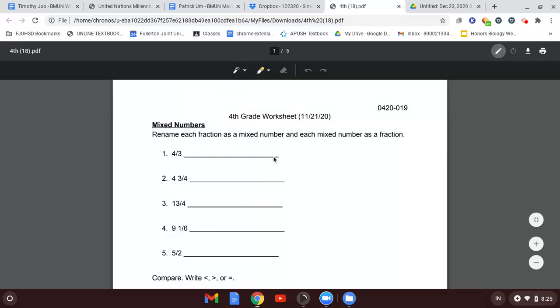Okay, so rename each fraction as a mixed number. Each mixed number is a fraction. A mixed number is a number that has a whole number, like 4, and a fraction. That's what you call a mixed number. In order to change from a fraction to a mixed number, first of all, the numerator, so the top number, has to be bigger than the denominator.